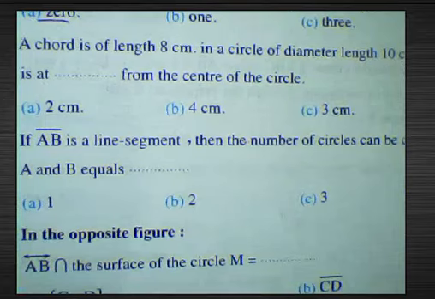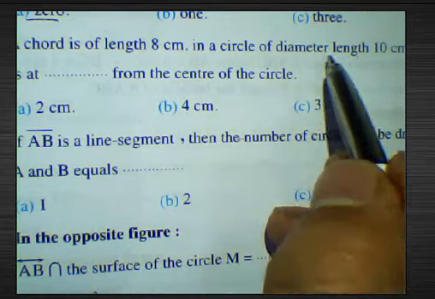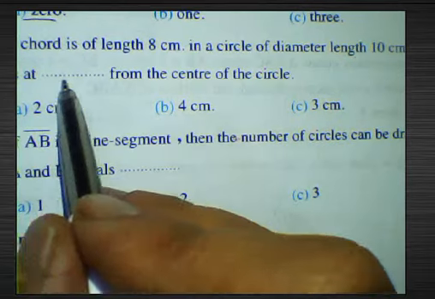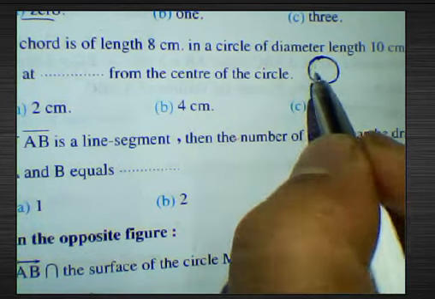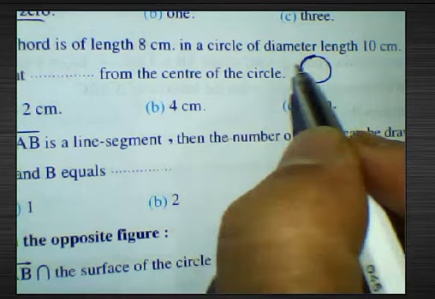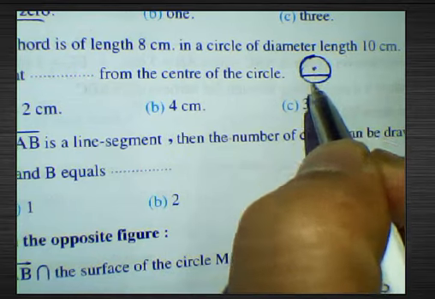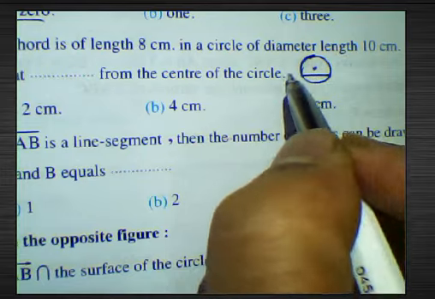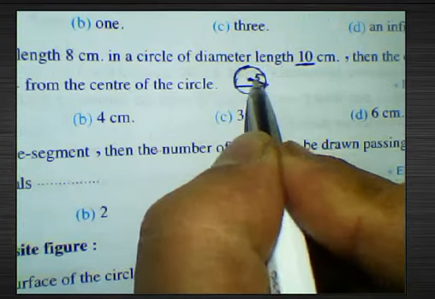A chord of length 8 cm is in a circle whose diameter is 10 cm. Then the chord is at what distance from the center of the circle? We have here a chord of the circle, its length equal to 8 cm, okay? And we have the diameter 10 cm, so the radius will be 5.